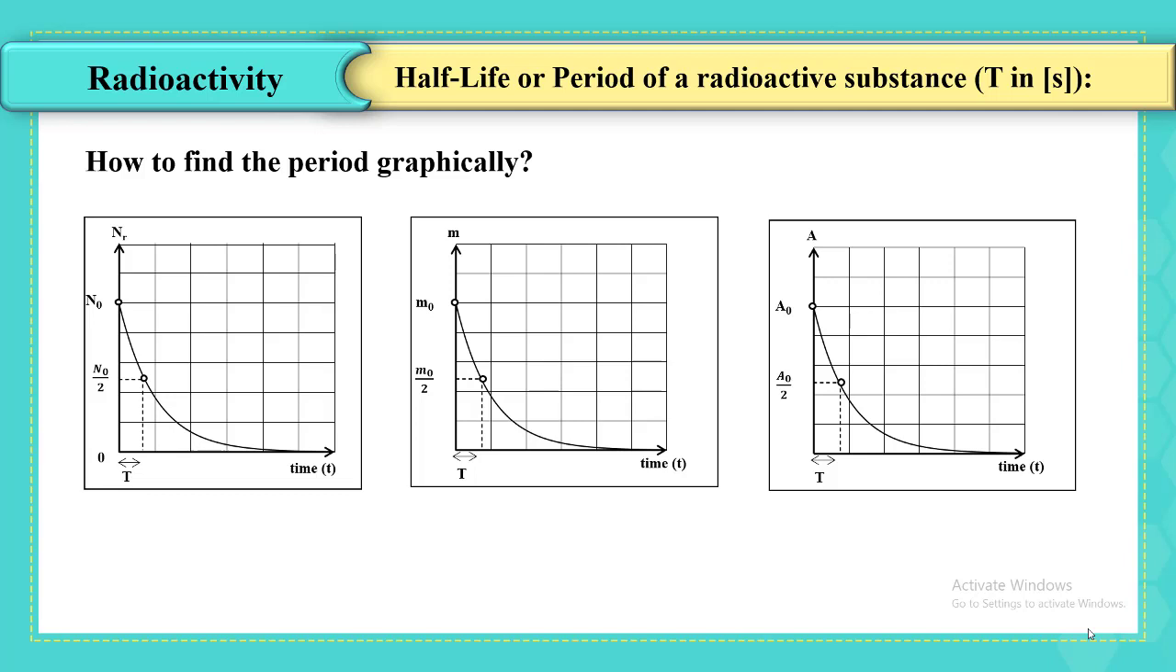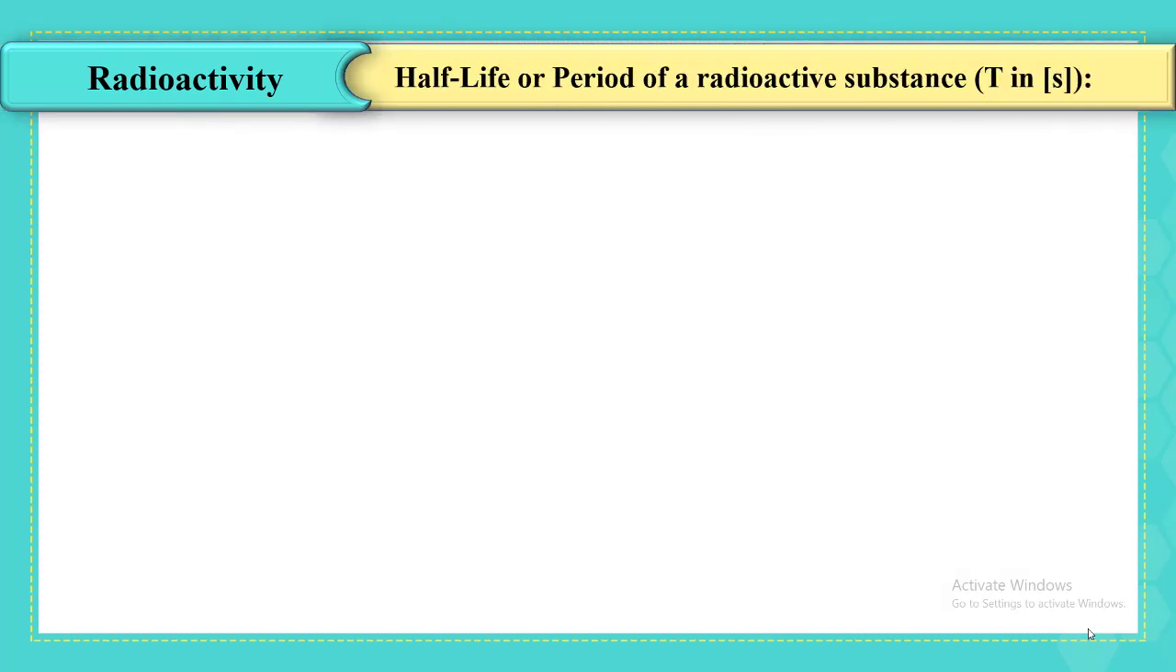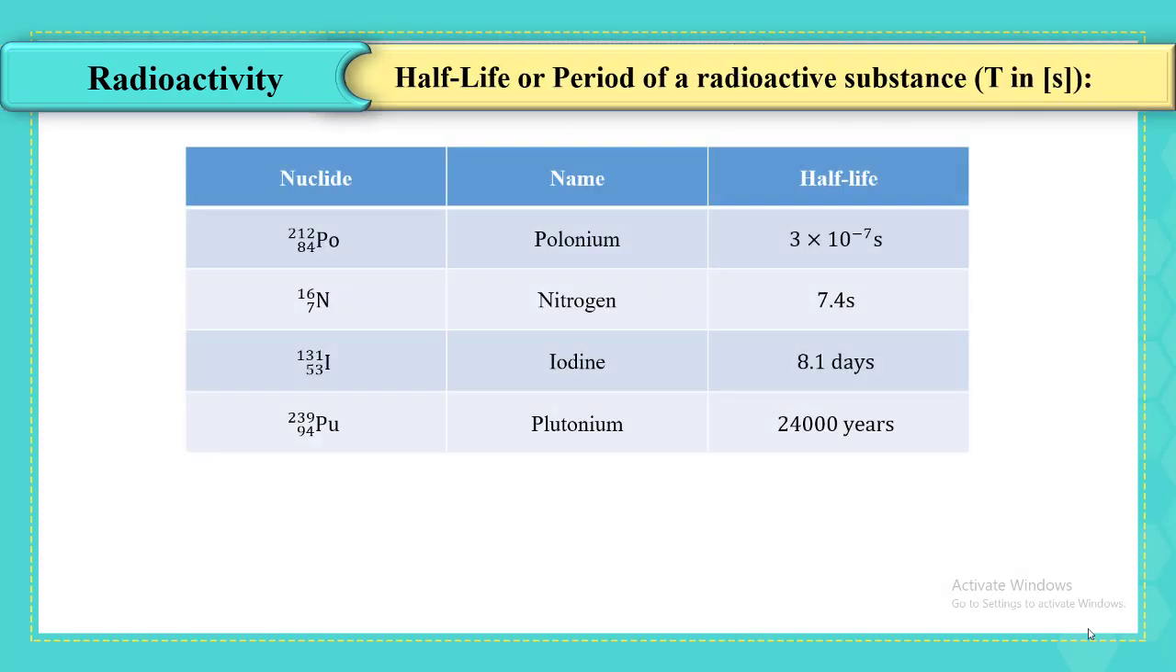Also, we can determine the half-life graphically from each curve. It is the abscissa of the ordinate that has a value equal to half of its initial quantity. In this table, we present some half-lives of different radioactive elements. As shown, the half-life of the polonium nucleus is very small, however, the half-life of the plutonium nucleus is very long. So we can say that each radio element has its own half-life.